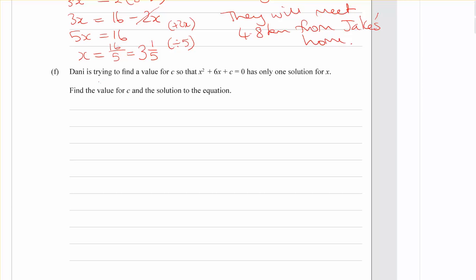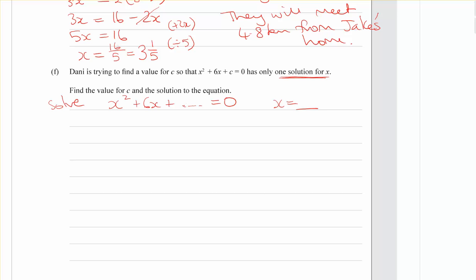Right, last one on question 1. A value for C. You can pause and read the question if you like. Have a go. X squared plus 6x plus c equals 0 has only one solution for x, so we need to think about what that means. So if I was solving x squared plus 6x plus something equals 0, I'm going to get x equals, and I'm just going to get one number.